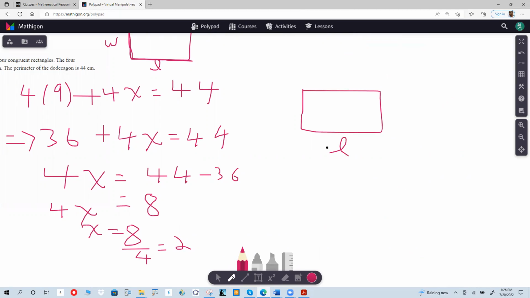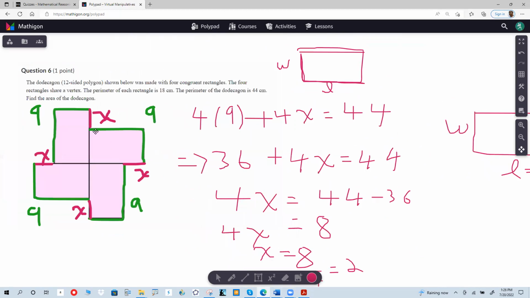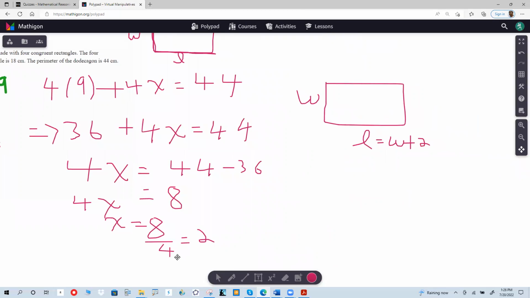I'm going to call this side L. I'm going to call this side W. Instead of L, I can actually write W plus 2. Why? For this. If the X is 2, this is big L minus W has to be 2. So W plus X, which is 2, is L. Do you see that at all, Connor? Yes, sir. Okay, it's a little bit of, I wouldn't say tricky or anything, but it's certainly a little extra thing going on.